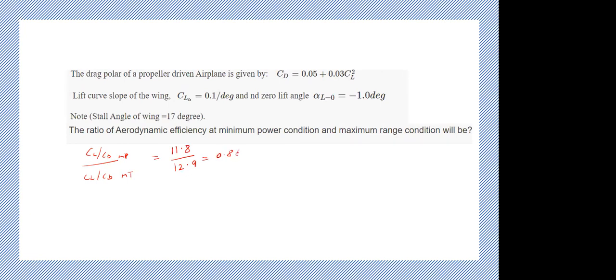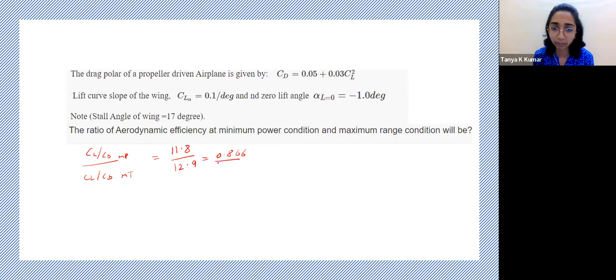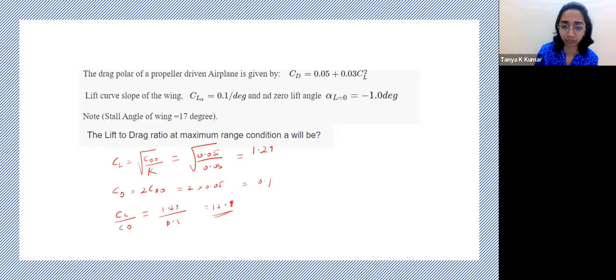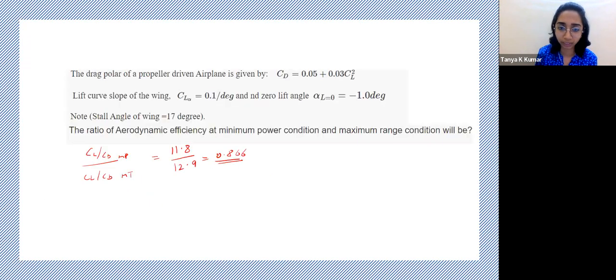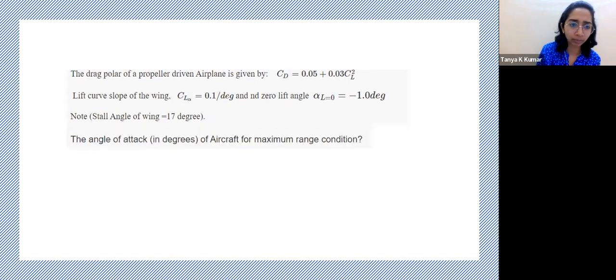It comes to 0.866. This is something that was derived in the lectures analytically. Do you remember this? This ratio will always be 0.866, not for any aircraft, but for propeller driven aircraft. So for a propeller driven aircraft, this ratio will always be 0.866. The purpose of this question was to just show you that. Next, the angle of attack in degrees of the same aircraft for maximum range condition.